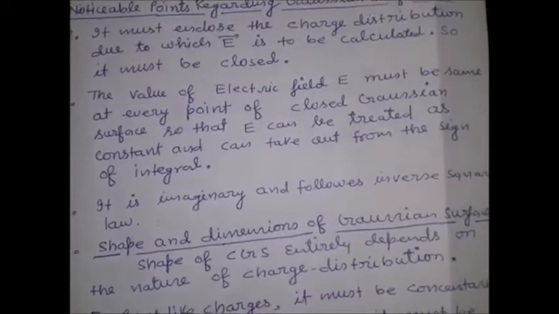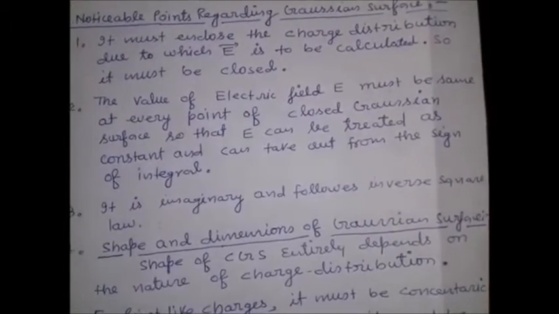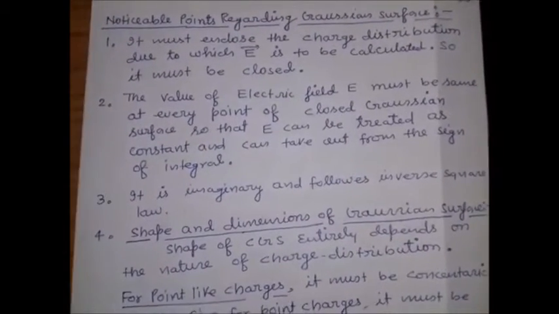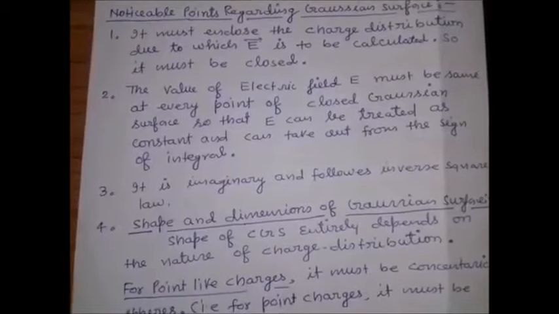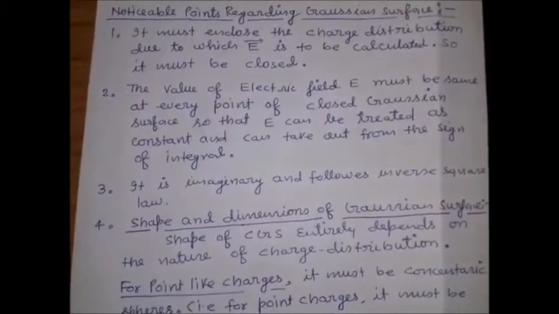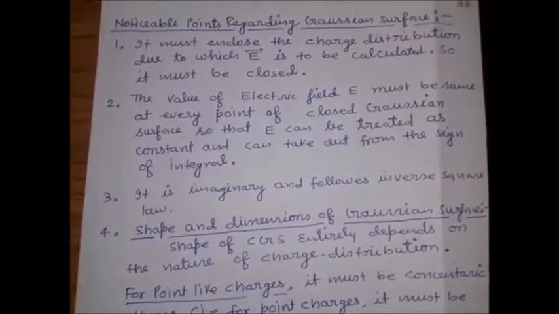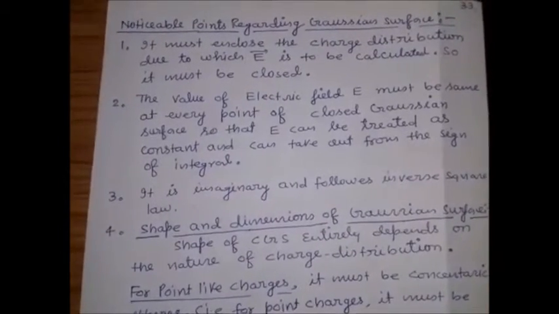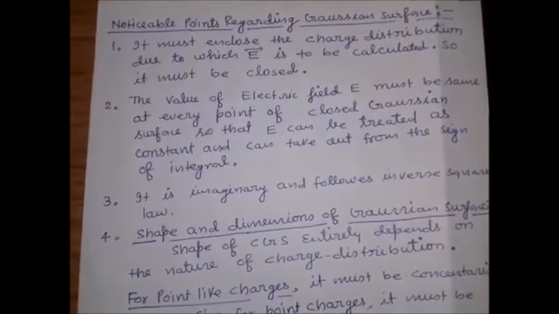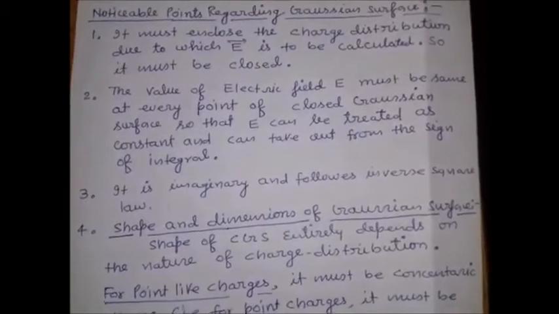Second property is the value of electric field E must be same at every point of closed Gaussian surface, so that E can be treated as a constant and can be taken out from the sign of integral. This is an extremely important property. Gaussian surface must be closed and the value of electric field intensity must be same throughout the Gaussian surface. It means at every point of the Gaussian surface.